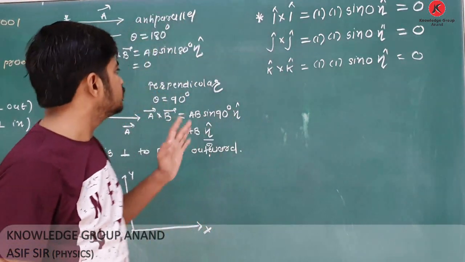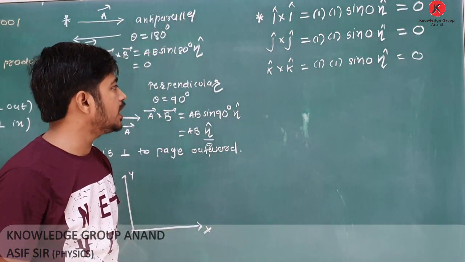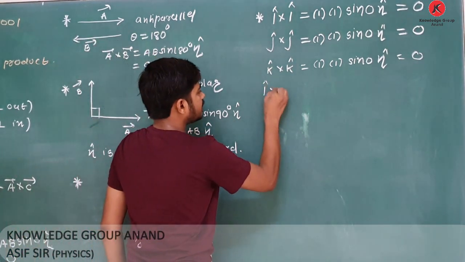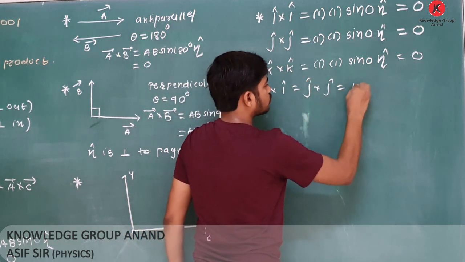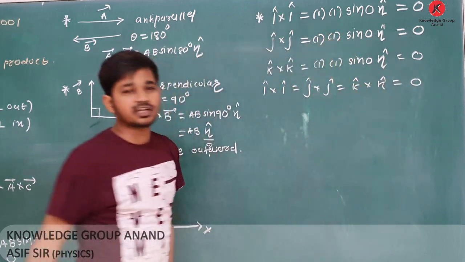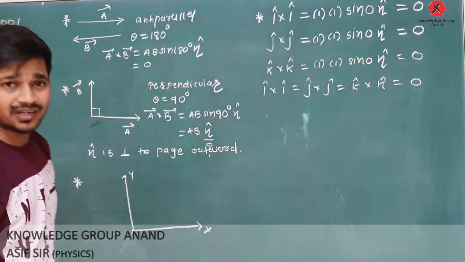Okay, so yes, it is simple. i cross i is equal to j cross j is equal to k cross k is equal to 0. How to remember? i cross i is equal to j cross j is equal to k cross k is equal to 0. Clear? Now, the important point and difficult one.